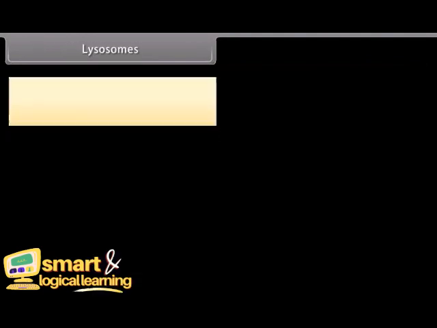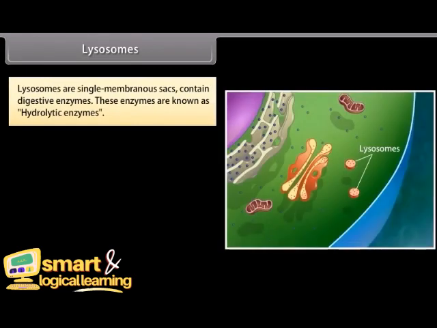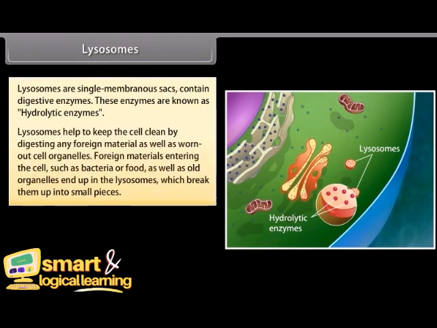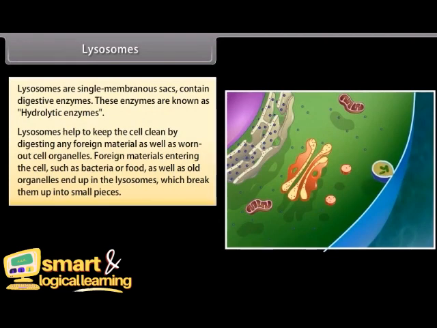Lysosomes. Lysosomes are single membranous sacs contain digestive enzymes. These enzymes are known as hydrolytic enzymes. Lysosomes help to keep the cell clean by digesting any foreign material as well as worn-out cell organelles. Foreign materials entering the cell, such as bacteria or food, as well as old organelles, end up in the lysosomes, which break them up into small pieces.